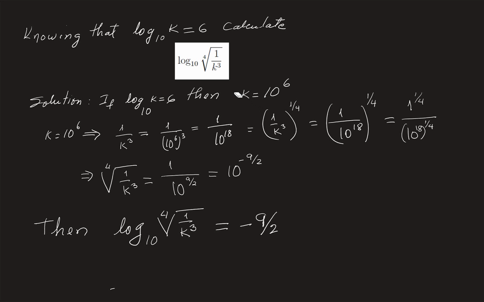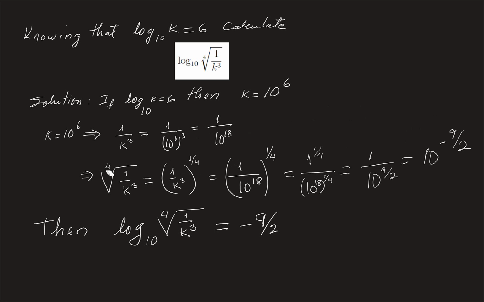Now let's calculate the fourth root of 1 over k cubed. Since k is equal to 10 to the 6, 1 over k cubed is equal to 1 over 10 to the 6 to the power 3. Then it is 1 over 10 to the 18. Remember to multiply those powers or exponents.